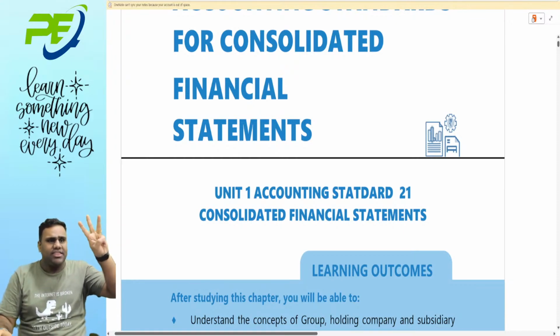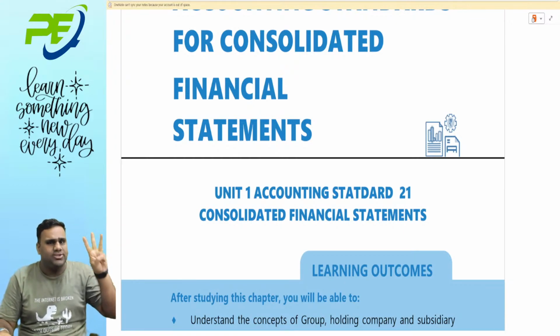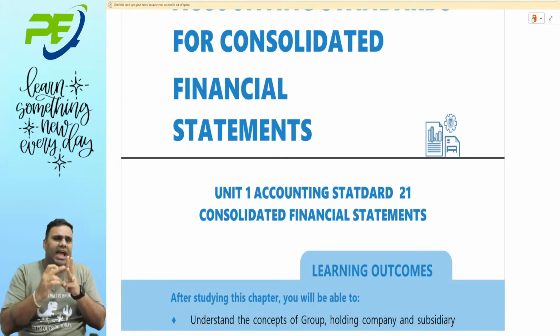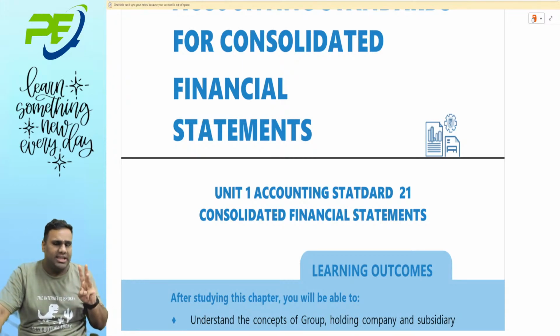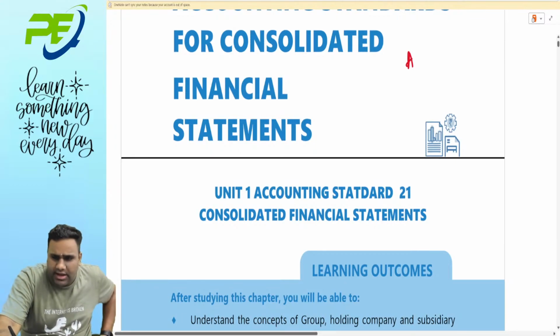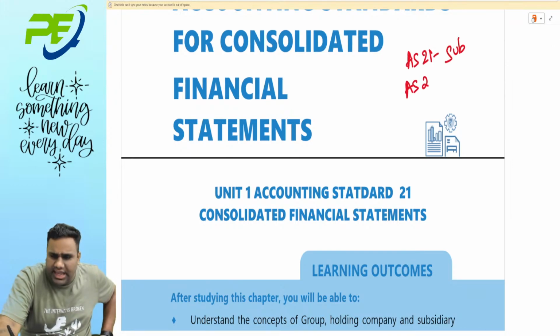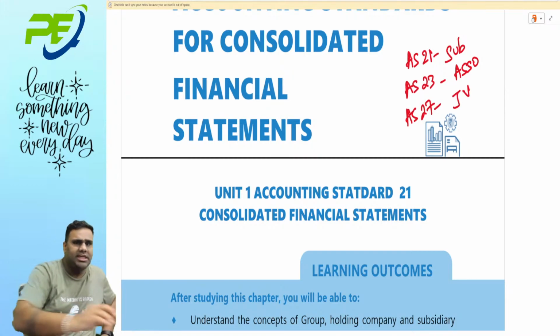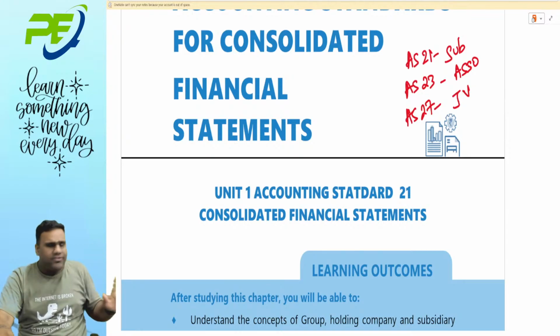So there are three: AS 21, AS 23, AS 27. All these three relate to the same topic, consolidation. AS 21 talks about consolidation with subsidiary. AS 23 talks about consolidation with associate. And AS 27 talks about consolidation with joint venture. Out of these three, AS 21 is the most important.